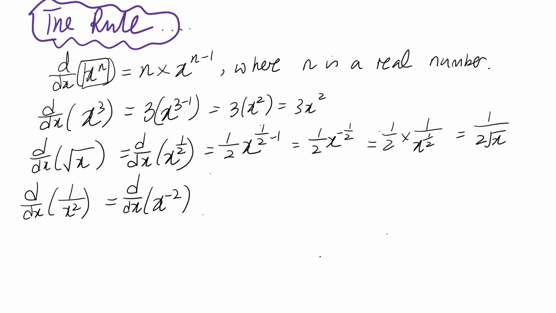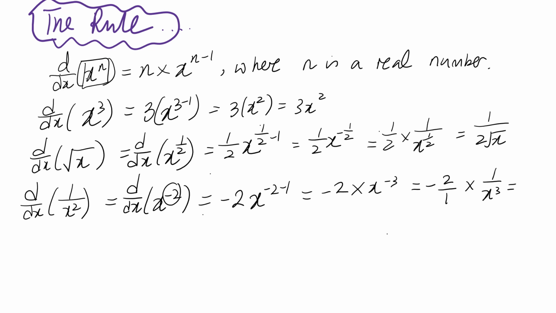Okay, so what are the steps involved here? The power will be negative 2. Take down the power, and then power minus 1. So that gives you negative 2 times x to the power of negative 3. Okay, we need to convert it back into a positive form. So that will be negative 2 over 1 times 1 over x cubed, which gives you negative 2 over x cubed. Okay, so far so good.